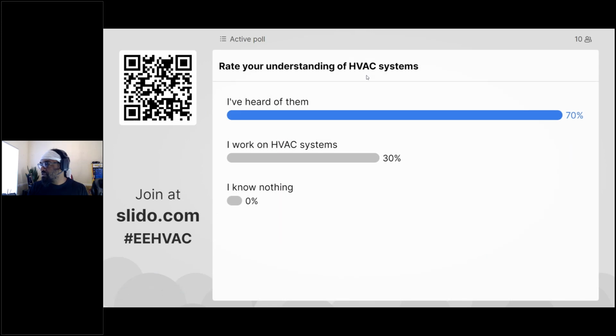Rate your understanding of HVAC systems. I've heard of them, at roughly 70%. I work on HVAC systems, 30%. So we've got a great deal of individuals that just know about these systems. But today what we're going to do is actually go through the equipment used to test these different systems.